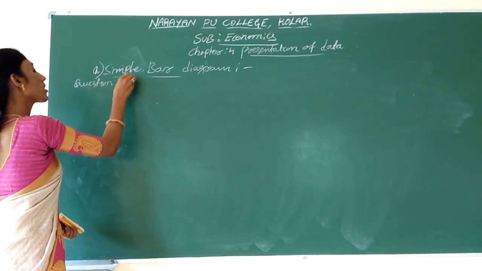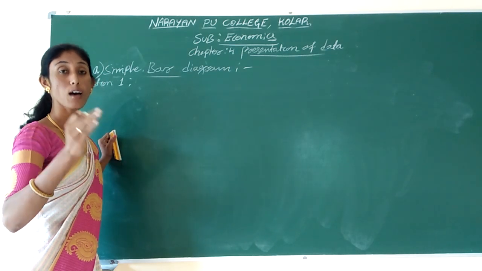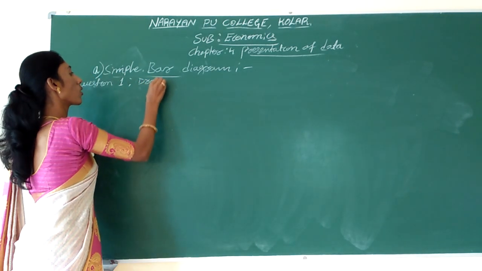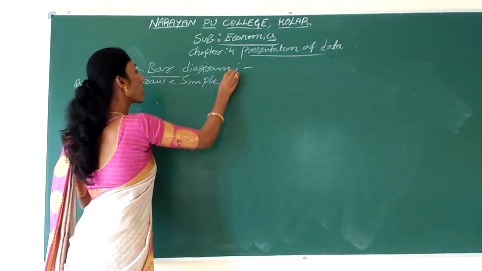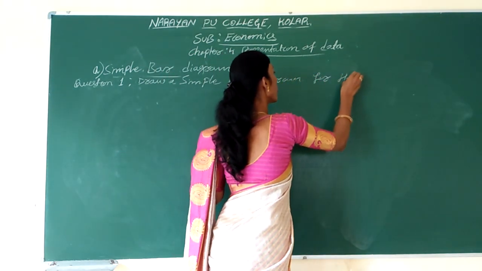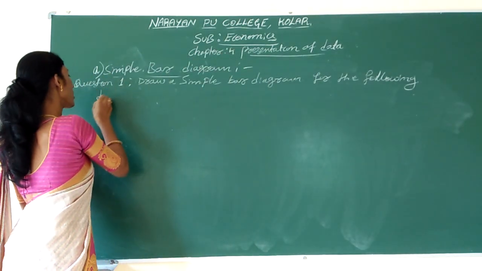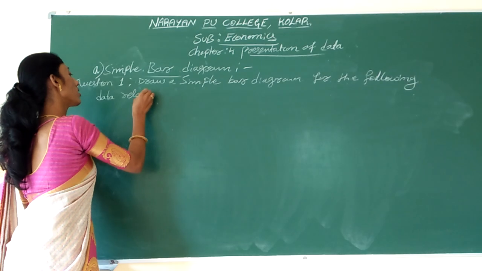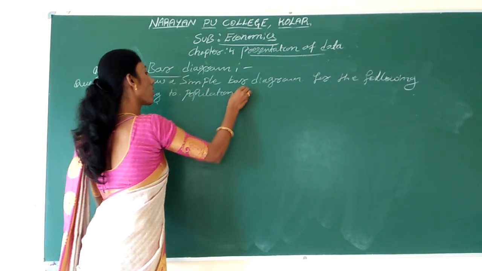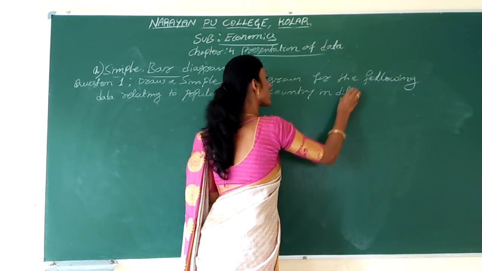Question number 1. Draw a simple bar diagram for the following data relating to the population of a country in different census years.